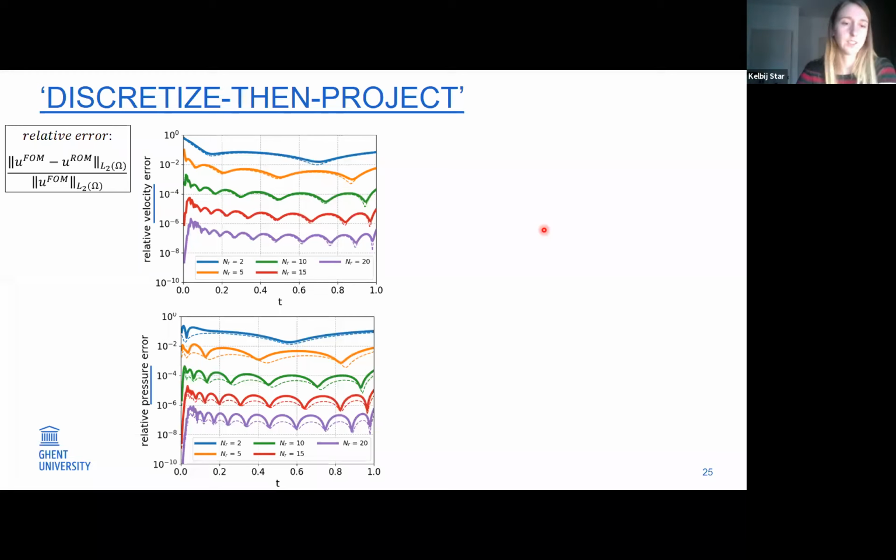Yes, exactly, it's for the dotted line. Basically, that's just the error for the truncation of the POD modes. It's the same behavior. So it's not reduced order model related. It's POD related.